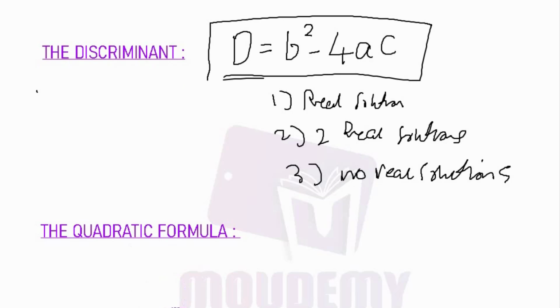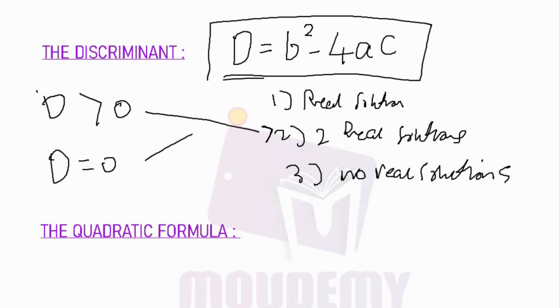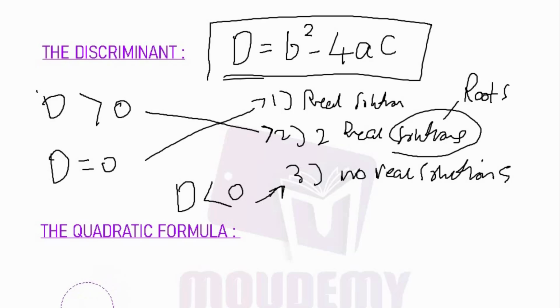When we have the discriminant D bigger than 0, then we have two real solutions. If we have D equal to 0, then we have one real solution. When we have D smaller than 0, then we have no real solutions or no real roots. Now let us take some examples about this discriminant.